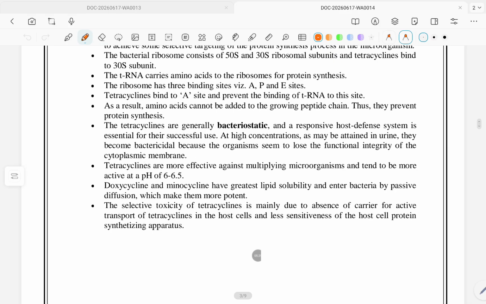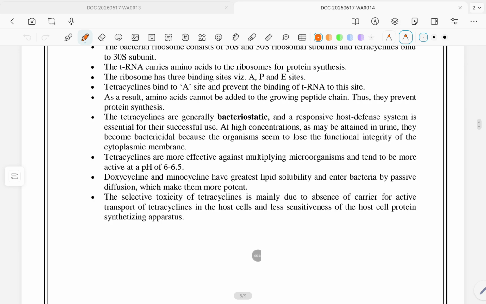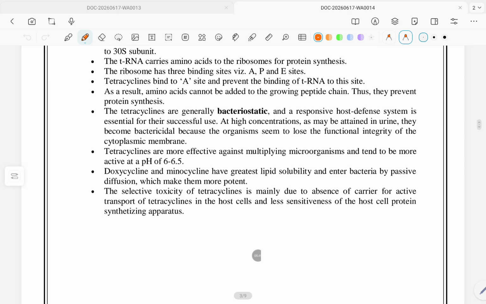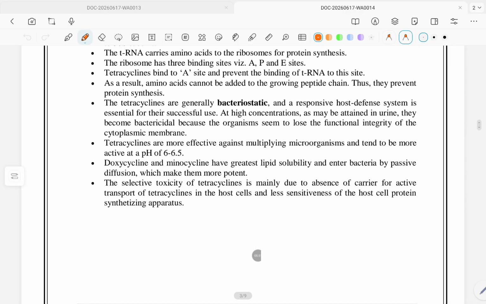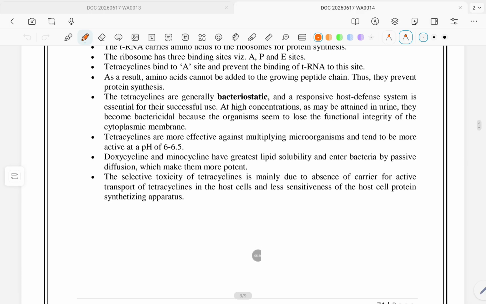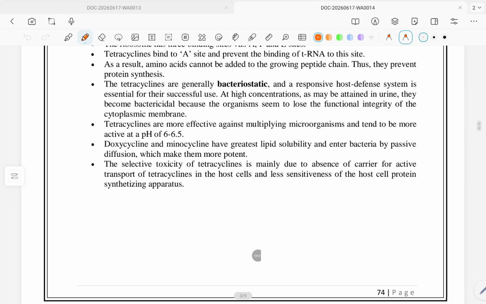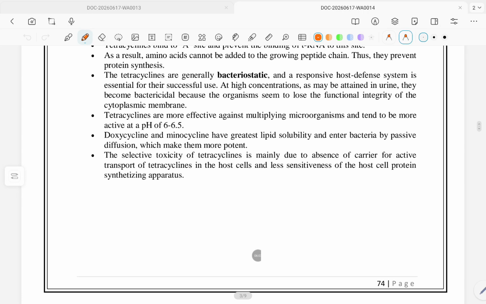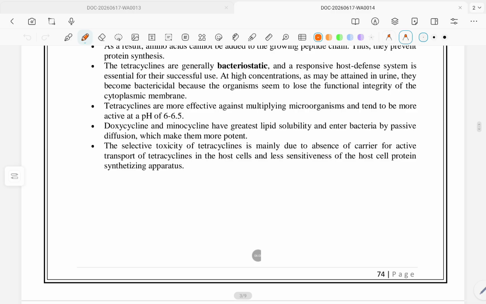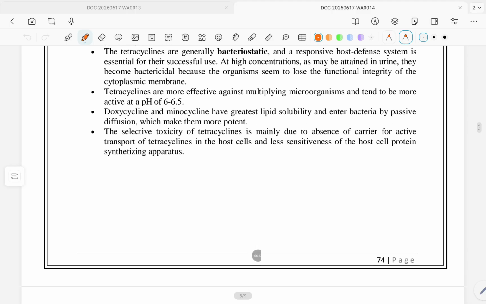The tetracyclines are generally bacteriostatic, and a responsive host defense system is essential for their successful use. At high concentration, as may be attained in urine, they become bactericidal because the organism seems to lose the functional integrity of the cytoplasmic membrane. Tetracyclines are more effective against multiplying microorganisms and tend to be more active at a pH of 6 to 6.5.